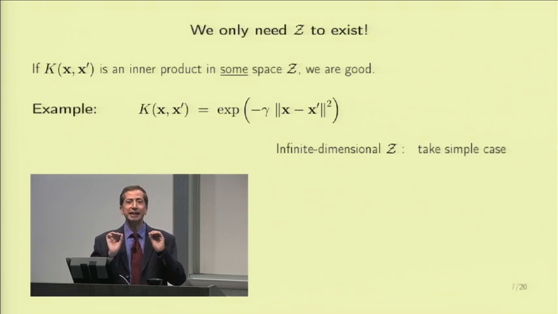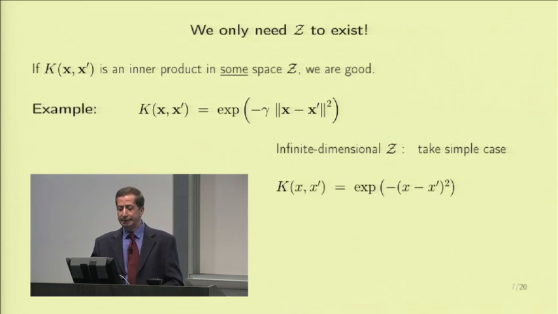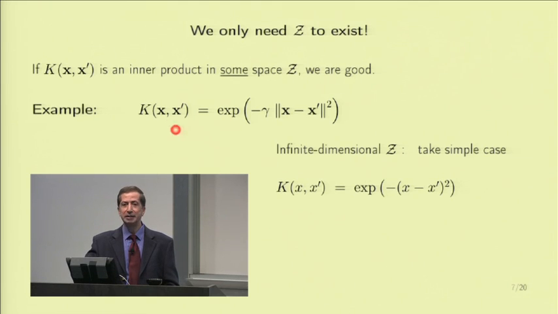So what I'm going to do is take a simple case that I can illustrate. Let's take the kernel, but apply it in this case to one dimensional space. So x and x dash are both scalars. I'm going to take gamma to be one, which is my modulating constant here. So I get this fellow.